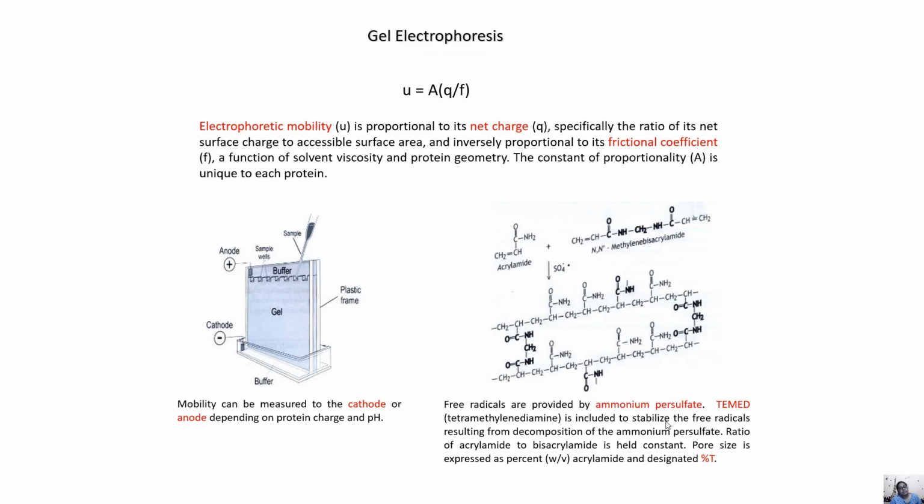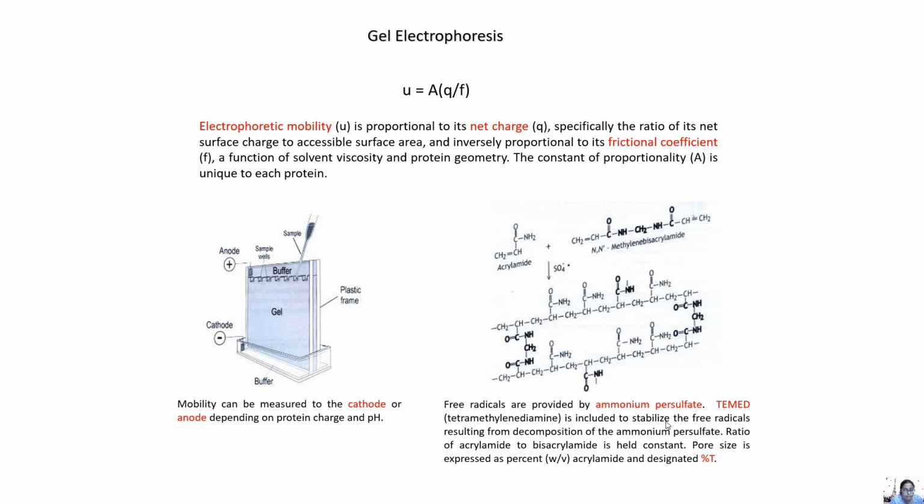Electrophoretic mobility is basically proportional to a protein's net charge, especially the ratio of its net surface charge to the accessible surface area, and inversely proportional to its frictional coefficient, which is a function of solvent viscosity and protein geometry. So the constant of proportionality is unique to each protein. Mobility can be measured toward the cathode or anode depending on the protein charge and pH.